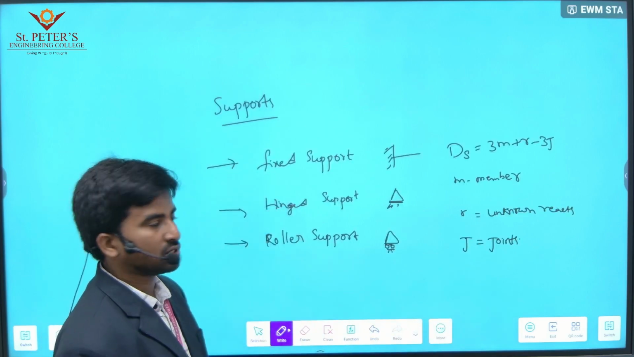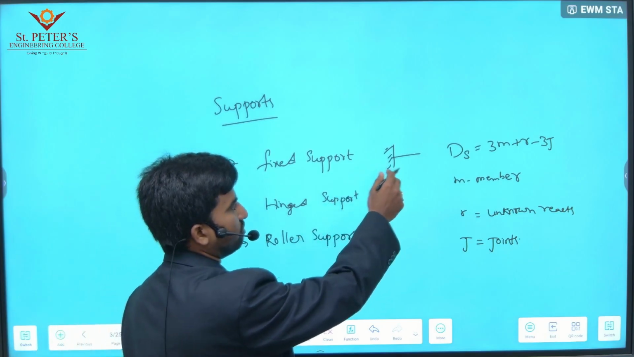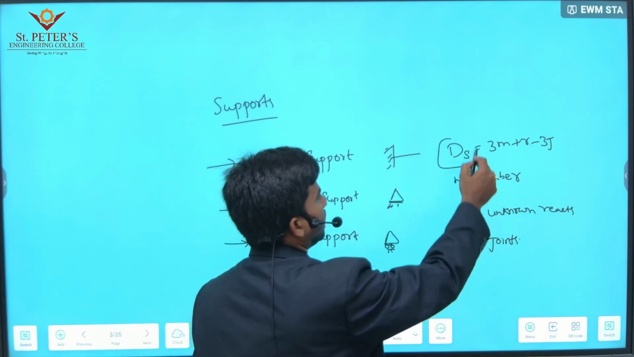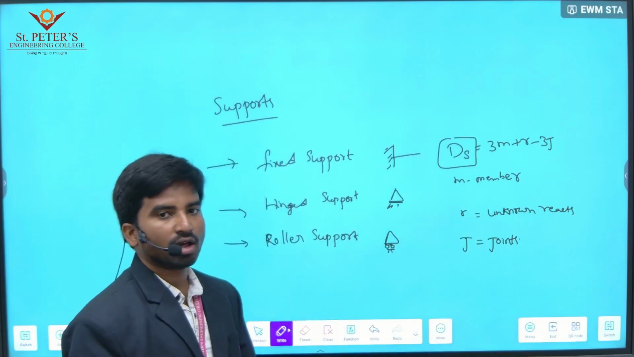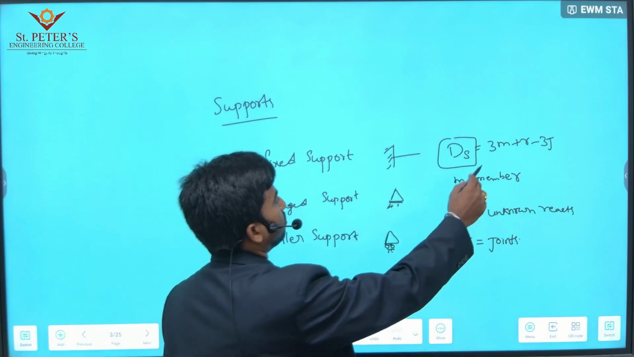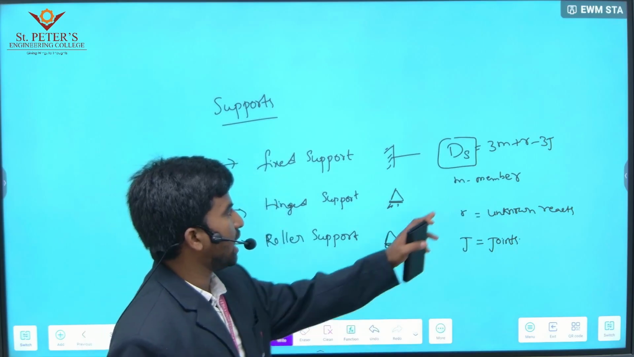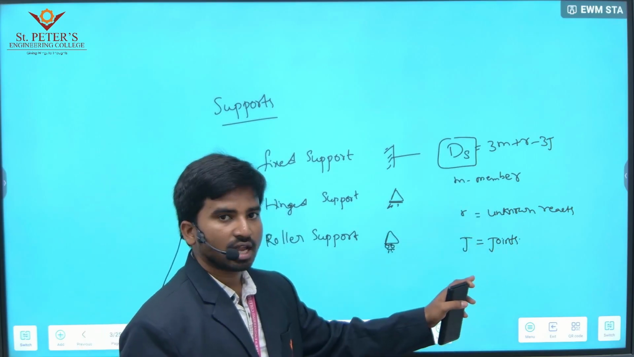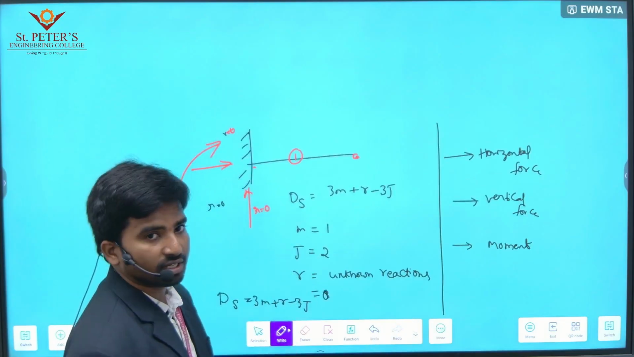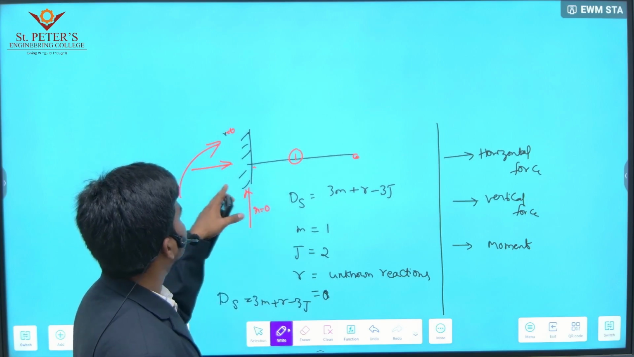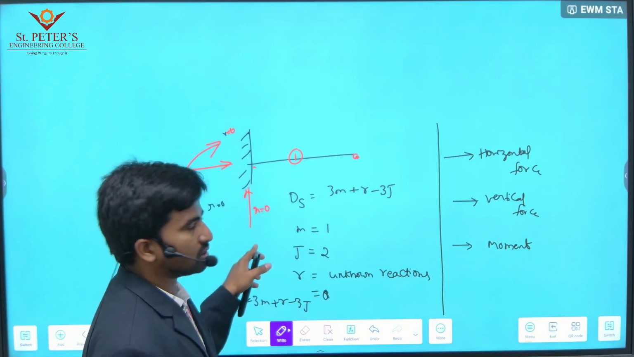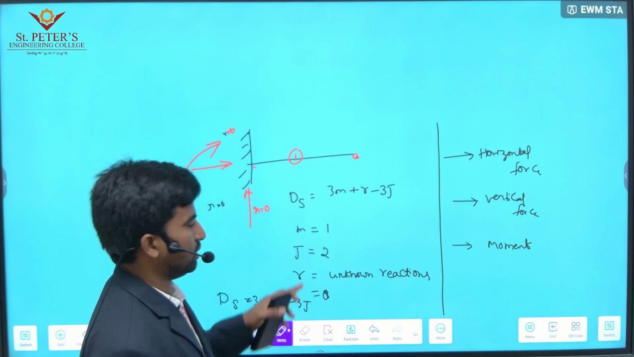And these are the supports. There are three supports: fixed support, hinged support and roller support. To calculate whether it is stable or unstable, based on the degree of static indeterminacy, you get the value. So the formula is 3m plus r minus 3j. M is member, R is unknown reactions, and J is joints. So let us take a simple example for the fixed support or cantilever beam, applying three equilibrium equations: horizontal force, vertical force, and moment.